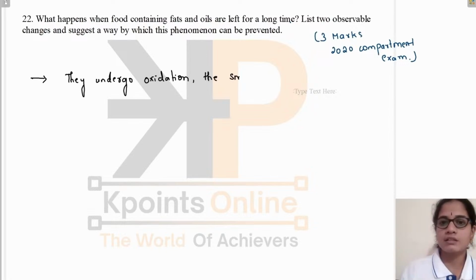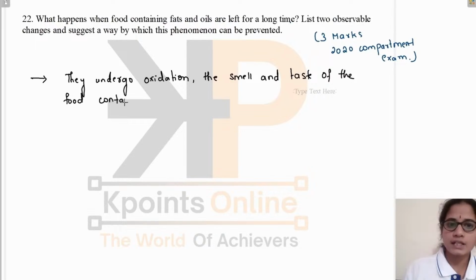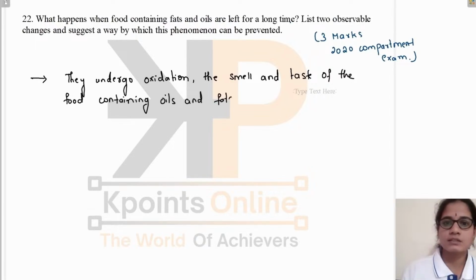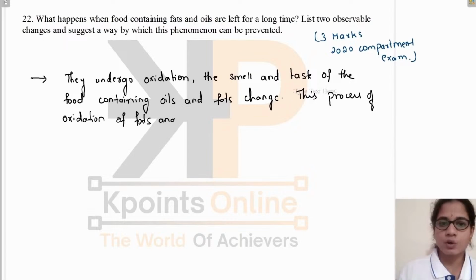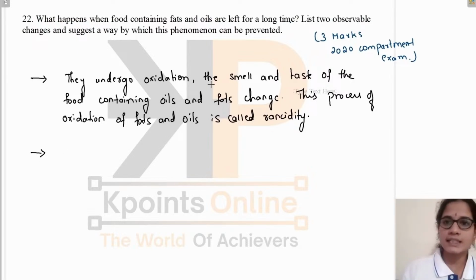The smell and taste of the food containing oils and fats change. Yes, there is a change in the taste and smell when they undergo the oxidation process. That is, they have become rancid. This process of oxidation of fats and oils is called rancidity.